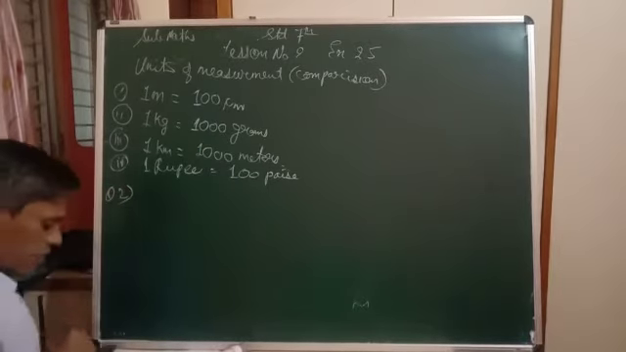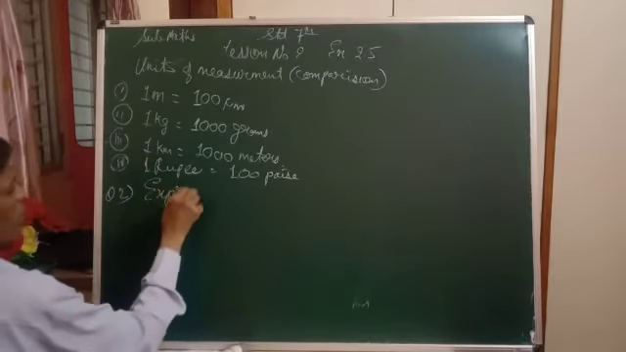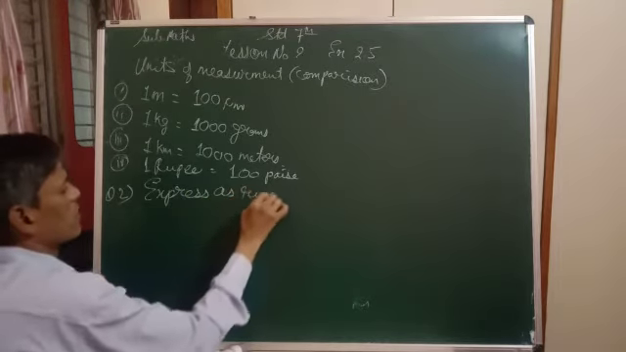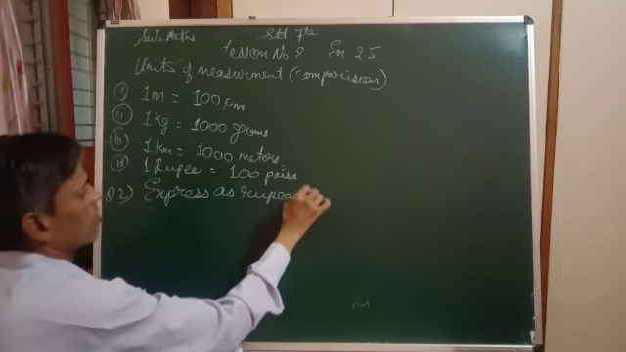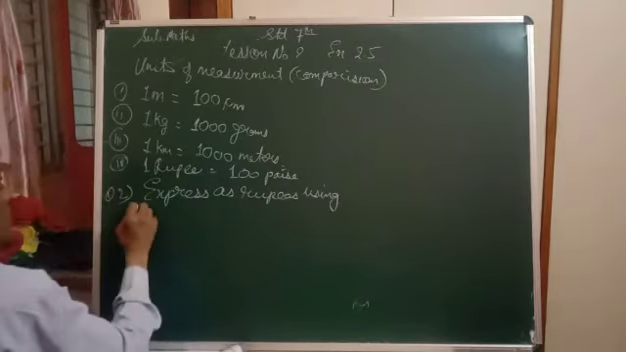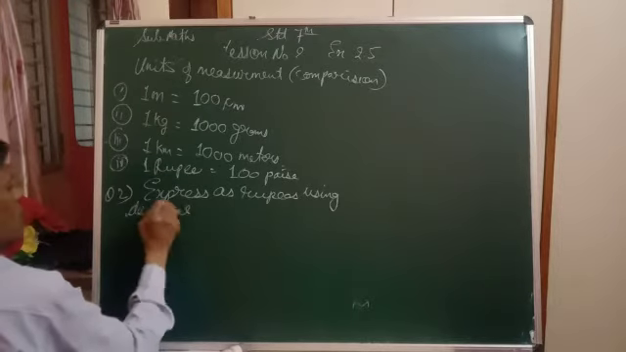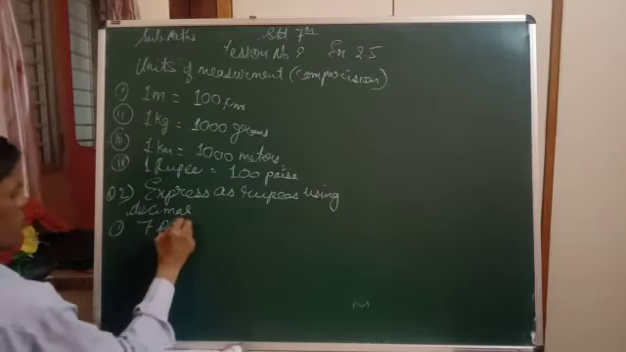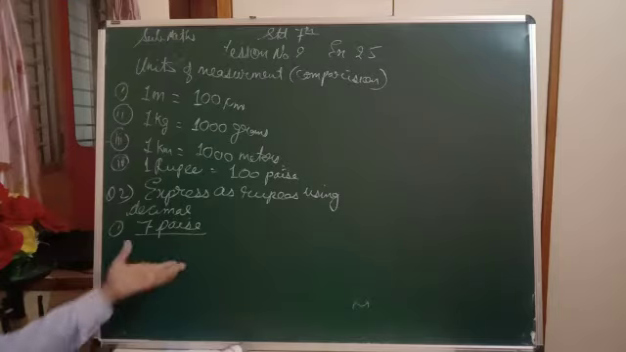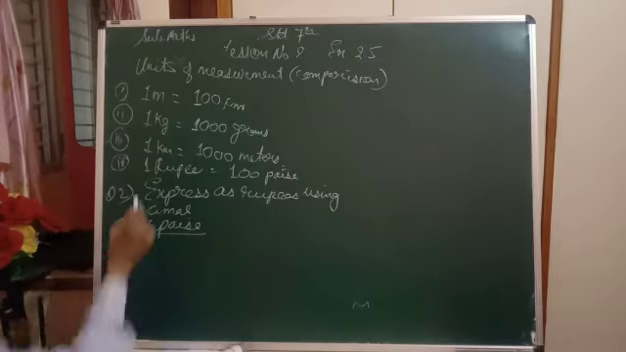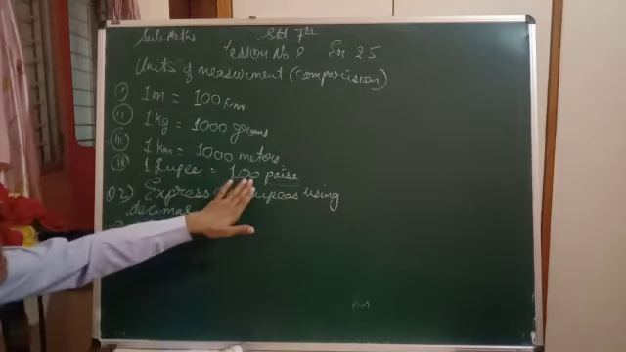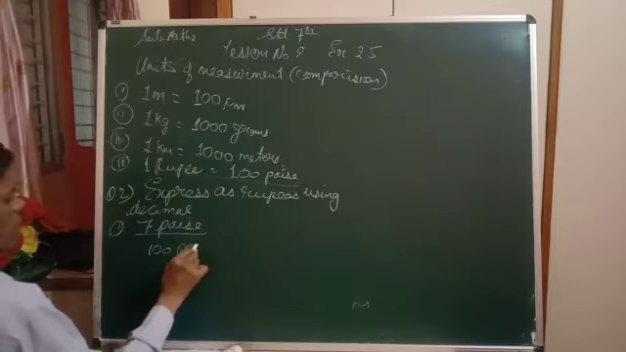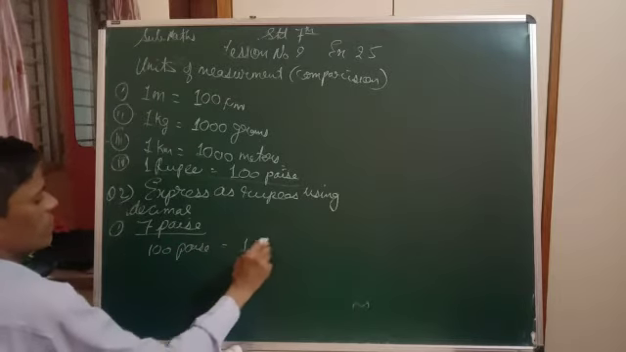Question number 2. Express as rupees using decimals. First one: 7 paisa is given. We have to convert it into rupees using decimals. Which unit will we use? This one, what I said: 1 rupee is equal to 100 paisa, but we can also write 100 paisa is equal to 1 rupee. Therefore, we write 100 paisa is equal to 1 rupee.